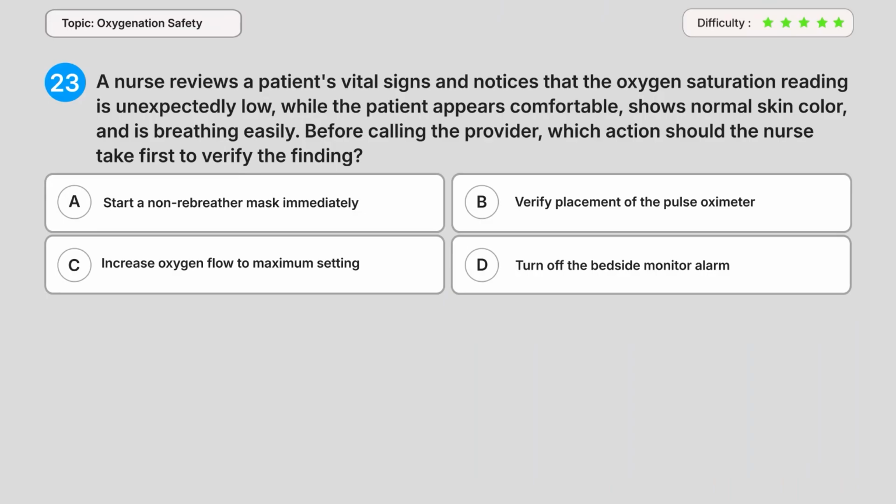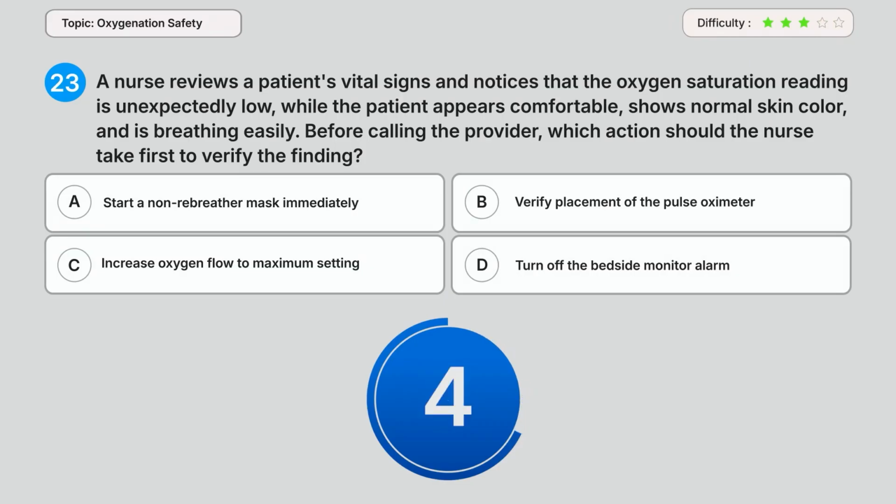A. Start a non-rebreather mask immediately. B. Verify placement of the pulse oximeter. C. Increase oxygen flow to maximum setting. D. Turn off the bedside monitor alarm. Do you know the answer?